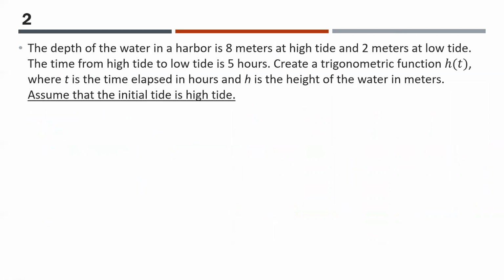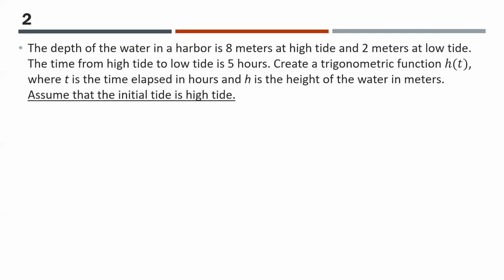The depth of the water in a harbor is 8 meters at high tide and 2 meters at low tide. The time from high tide to low tide is 5 hours. Create a trigonometric function h(t), where t is the time elapsed in hours and h is the height of the water in meters. Assume that the initial tide is high tide. Pause the video here, give this one a try on your own, and I'll go over it in a second.